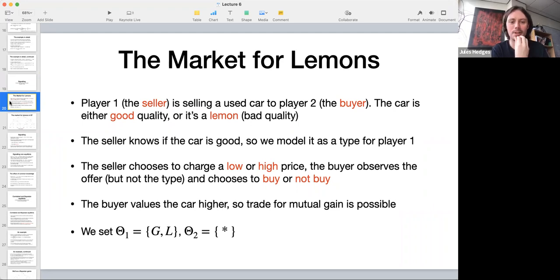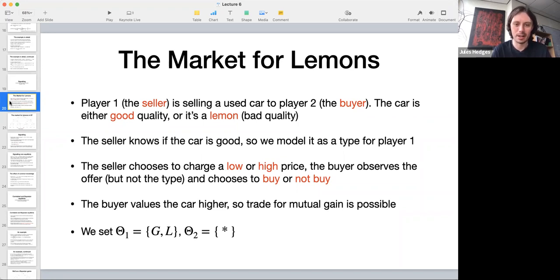But the market for lemons is actually my favorite example in game theory. This is a game where player one is the seller, selling a used car, and player two is the buyer. And the car is either good quality or it's a lemon, I should say bad quality. So the seller knows if the car is good or if it's a lemon. So we're going to model this as a type for player one.